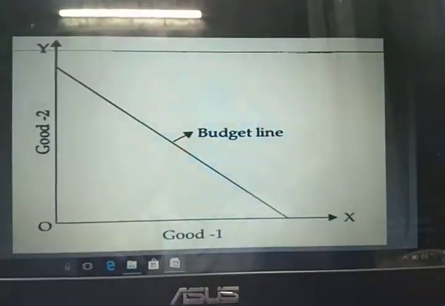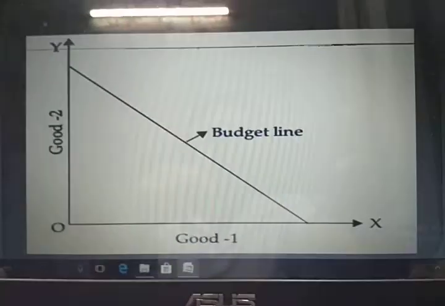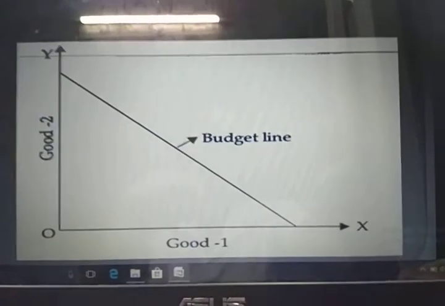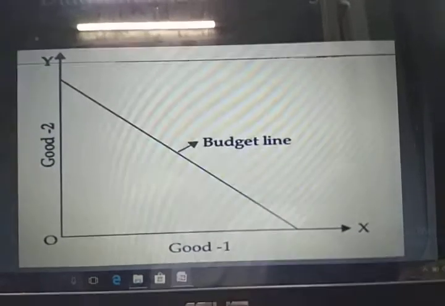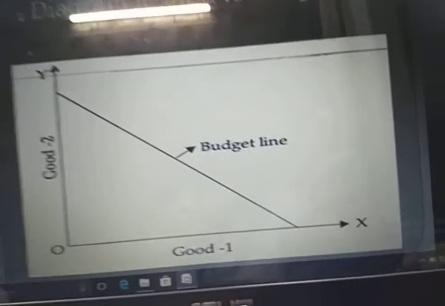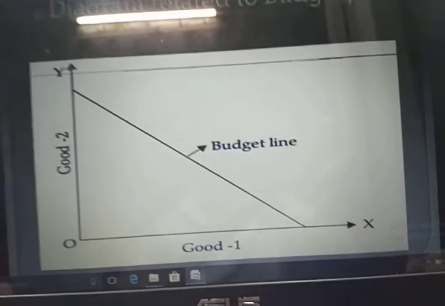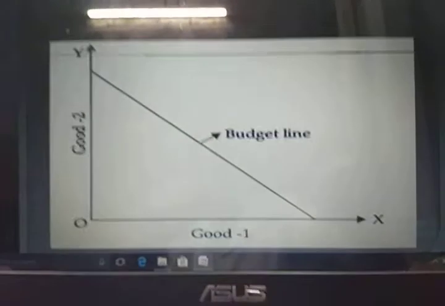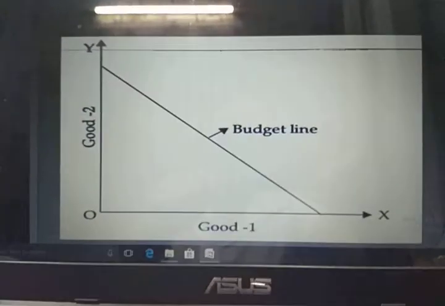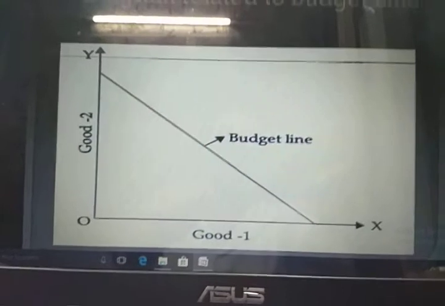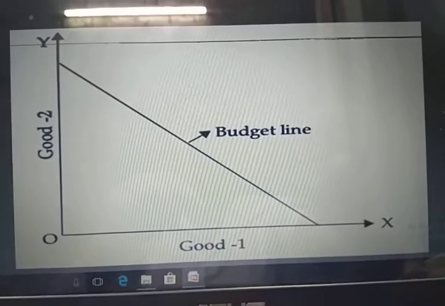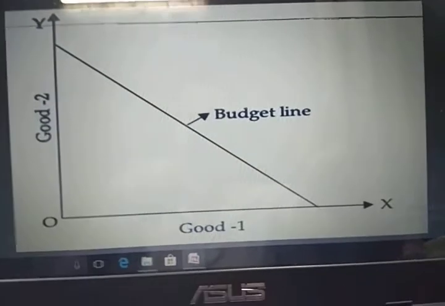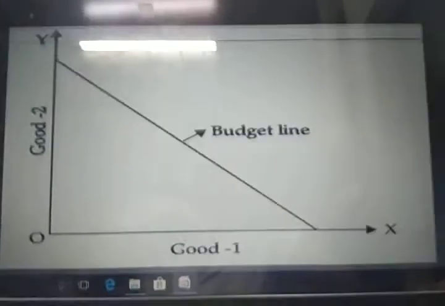Now in the next slide, what do we see? This is the diagrammatic presentation of budget line. That is, you take one good on the x-axis and the other good on the y-axis. In the given schedule, we have taken apple and banana, so you can show apples and bananas on the x and y-axis. What is the shape of the budget line? It is a downward sloping straight line. So the shape of budget line is a downward sloping straight line.